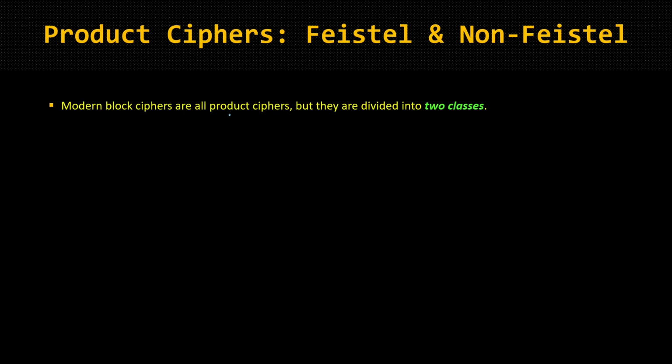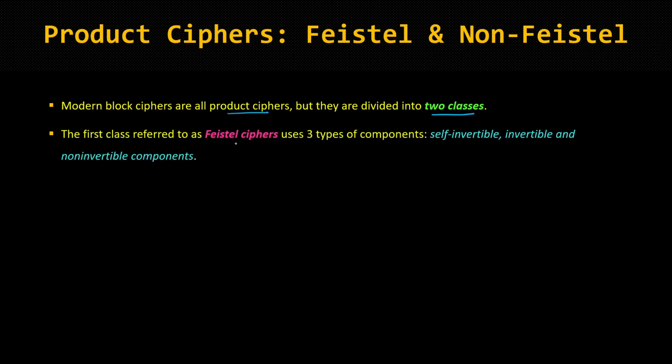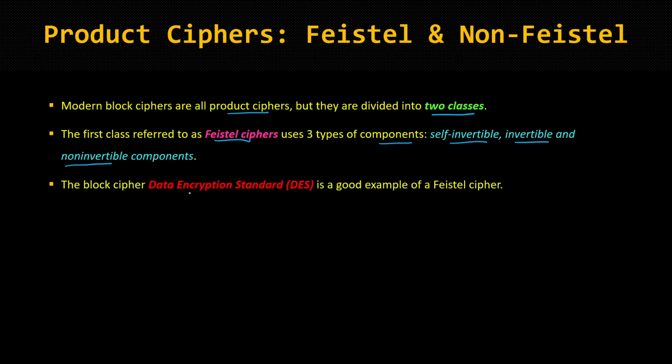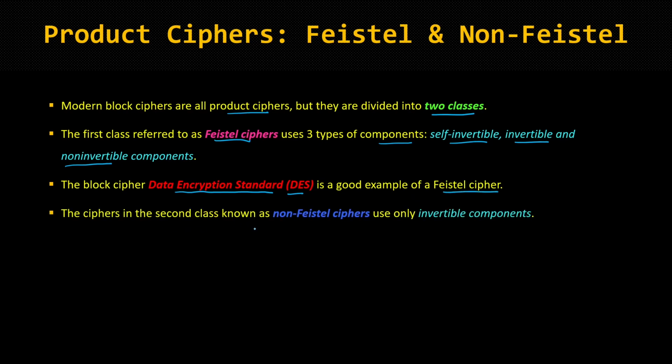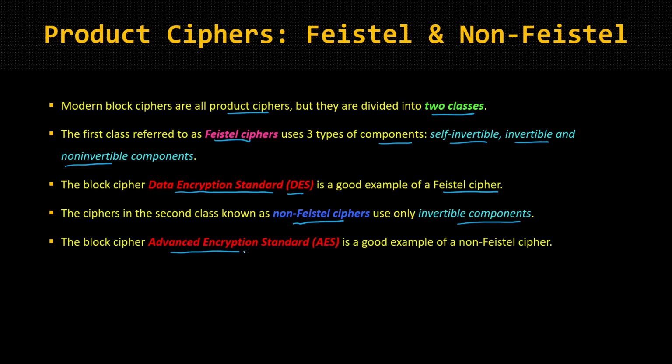Modern block ciphers are all product ciphers, but they are divided into two classes. The first class, referred to as Feistel cipher, uses three types of components: self-invertible, invertible, and non-invertible components. The block cipher Data Encryption Standard, which is known as DES, is a good example of Feistel cipher. The ciphers in the second class, known as non-Feistel ciphers, use only invertible components. The block cipher Advanced Encryption Standard, otherwise known as AES, is a good example of non-Feistel cipher.